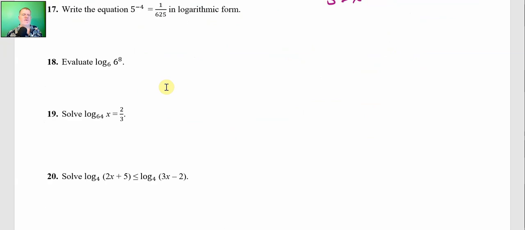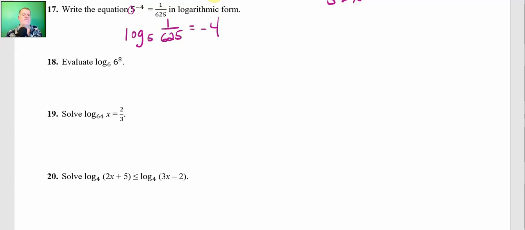All right, last 4. Write this in logarithmic form. Well, hopefully you're getting really good at that by now. So your base is 5. So it's log base 5 of that equals negative 4. That's your logarithmic form.